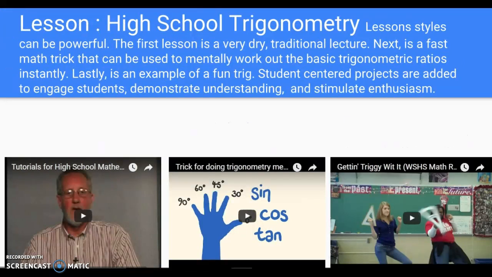Okay, so here's an example of a high school trigonometry lesson. The first is a simple tutorial lecture style lesson. The second is a trick for doing trigonometry methods. And lastly, "Getting Tricky With It" is a student-centered project where students are engaged in demonstrating their understanding of the material.